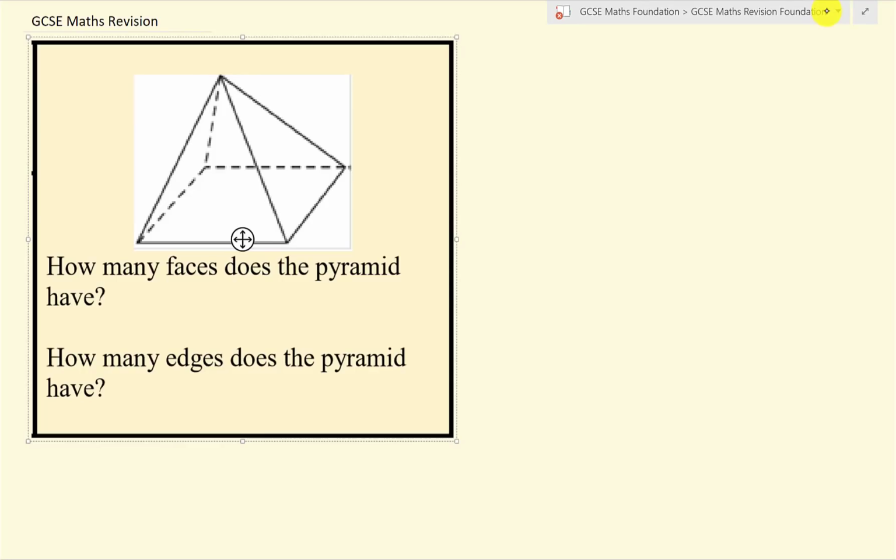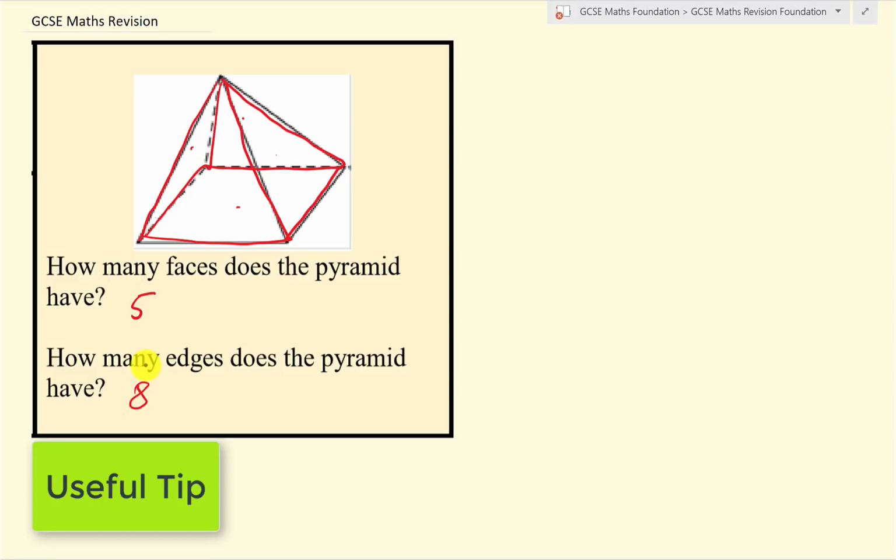Next, how many faces does the pyramid have? So faces, we've got 1, 2, 1 at the back, 3, to the left, 4, and 1 at the bottom, 5. So it has 5 faces. How many edges does the pyramid have? So let's count the edges: 1, 2, 3, 4, 5, 6, 7, 8. So it'll be 8 edges.